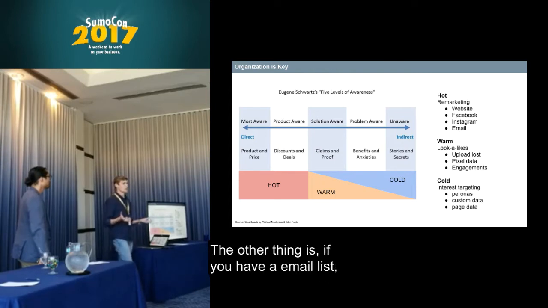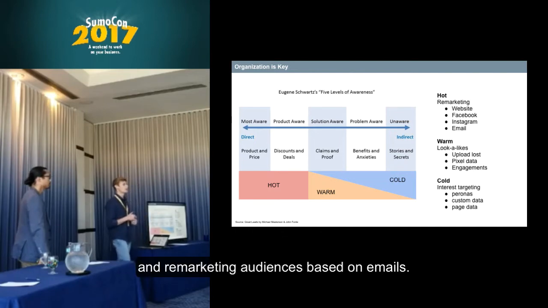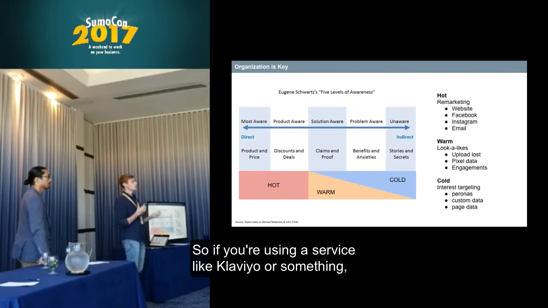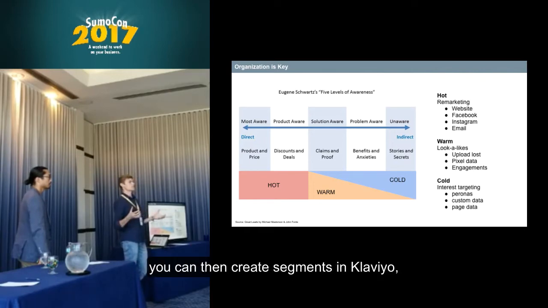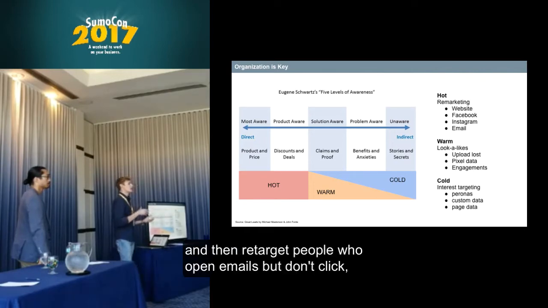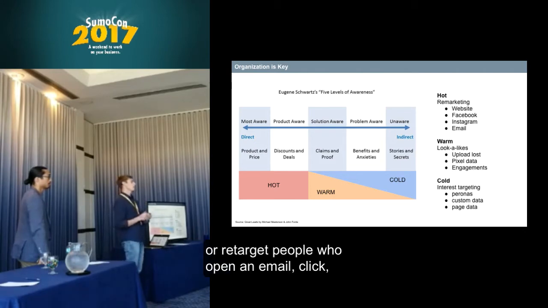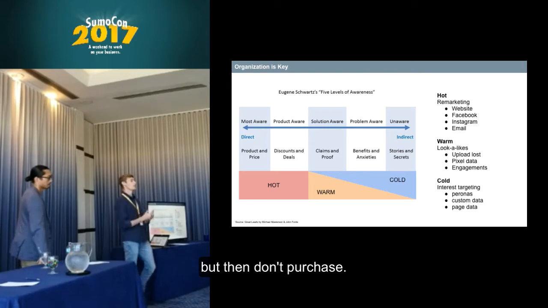The other thing is, if you have an email list, you can start creating remarketing audiences based on emails. If you're using a service like Klaviyo, you can create segments in Klaviyo and then retarget people who open emails but don't click, or retarget people who open an email, click, but then don't purchase.